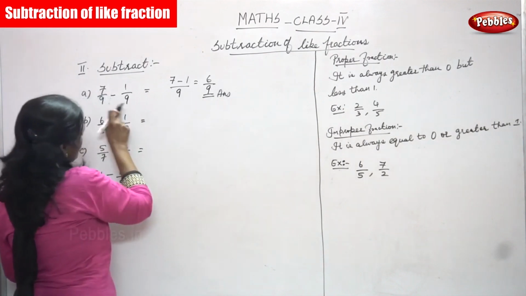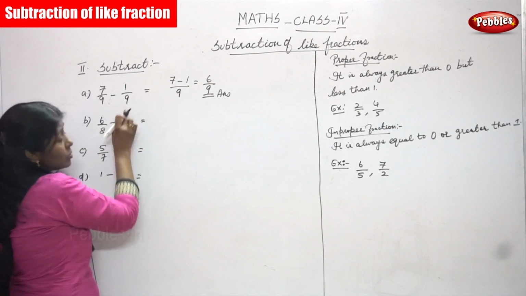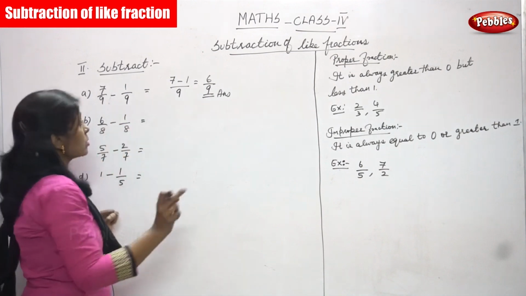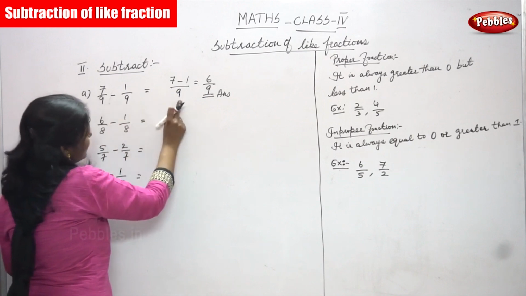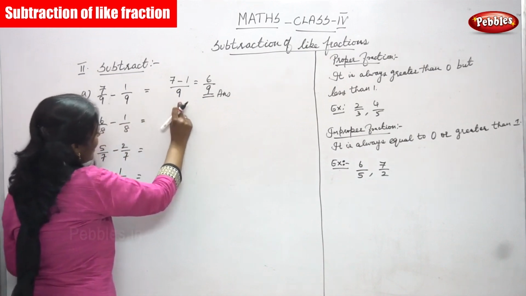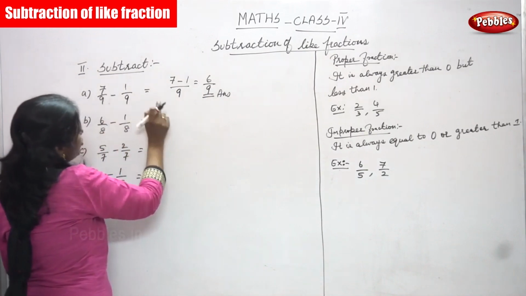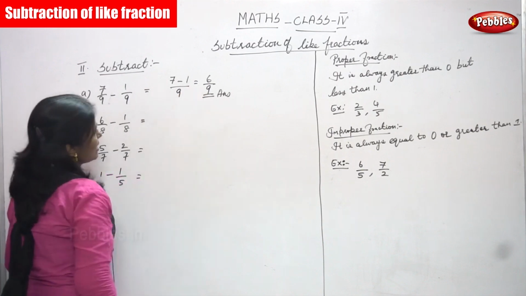First you have to see the like fraction, which means you have to see the denominators. If the denominator is the same, you have to look at the numerators. You write the denominator only one time. After that you subtract the numerators, 7 minus 1, and you get 6 by 9.